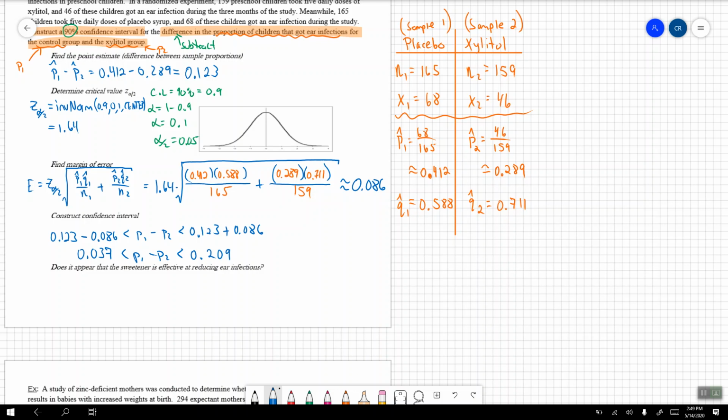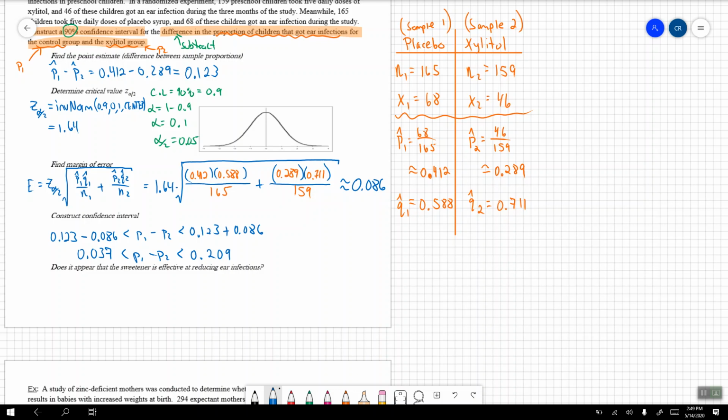Now, does it appear that the sweetener is effective at reducing ear infections? This is the question that we have to answer. Did we construct the interval? Yes, we did. The interval's right here. Now, does it appear that the sweetener is effective in reducing ear infections? That is something we must now observe and dissect. We're only going to base this off of the data that we're looking at. So here goes the interpretation.